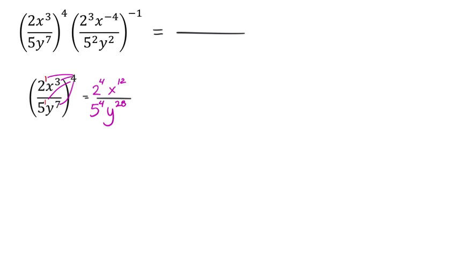So I do have my x to the power of 12. That's good. And I've got my y to the power of 28. That's good. But I also have 2 to the power of 4, which is 2, 4, 8, 16. And then 5 to the power of 4, 625. I was only off by 4 hundredths. So, yeah, thank you. There we go.